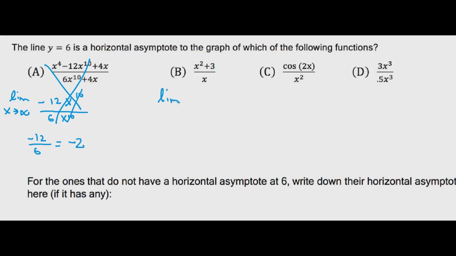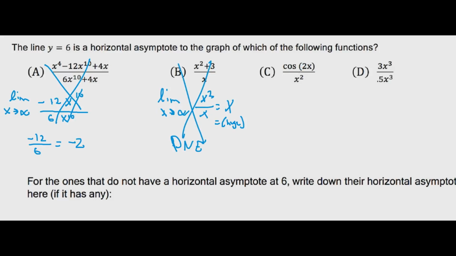We have the limit as x approaches infinity of x squared over x. Well, this is just going to give me x, and that's just going to be some big number as we plug in bigger numbers. So this does not exist. Therefore, we can conclude that one doesn't work.